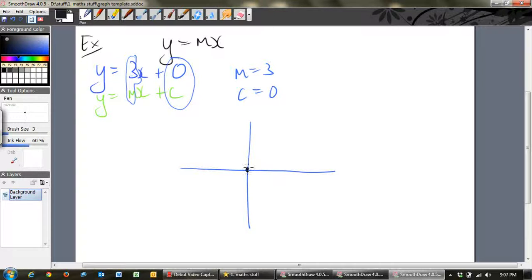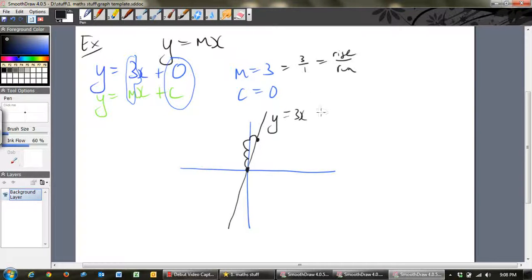Y-intercept is 0, you start at 0. The gradient is 3, which we can also write as 3 over 1. So your rise is 3, your run is 1. So what that means is you go up by 3 and across by 1 to your new point, and you draw a line between them. And that's what the equation y equals 3x looks like.